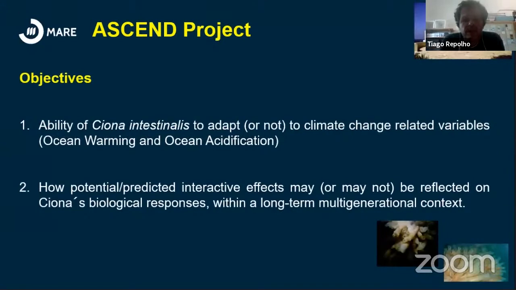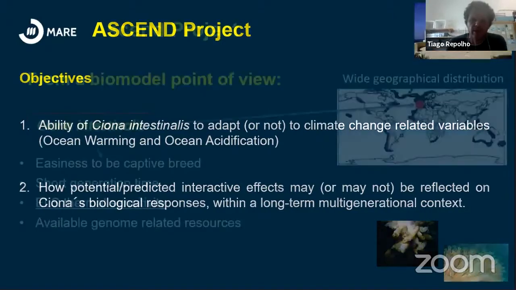So our project basically has 2 main objectives: to check the ability of C. intestinalis to adapt or not to climate change variables, in this case, ocean warming and ocean acidification conditions, and to check how the potential or predicted interactive effects may or may not be reflected on biological responses of our biomodel within a long-term multi-generational context.